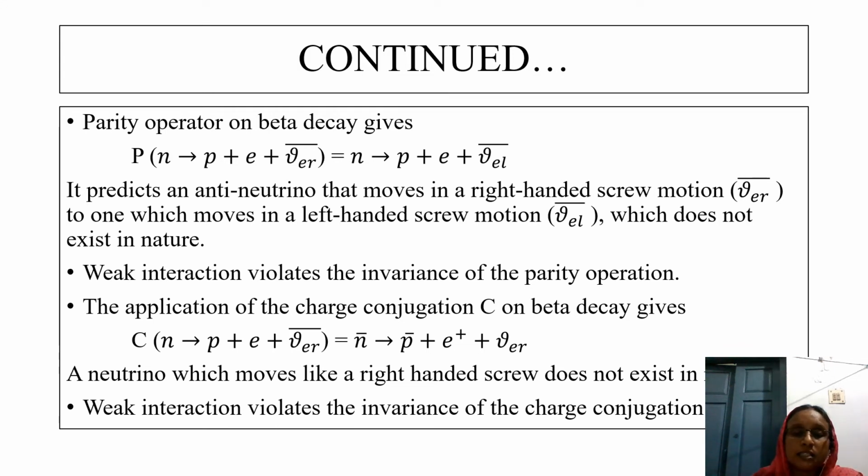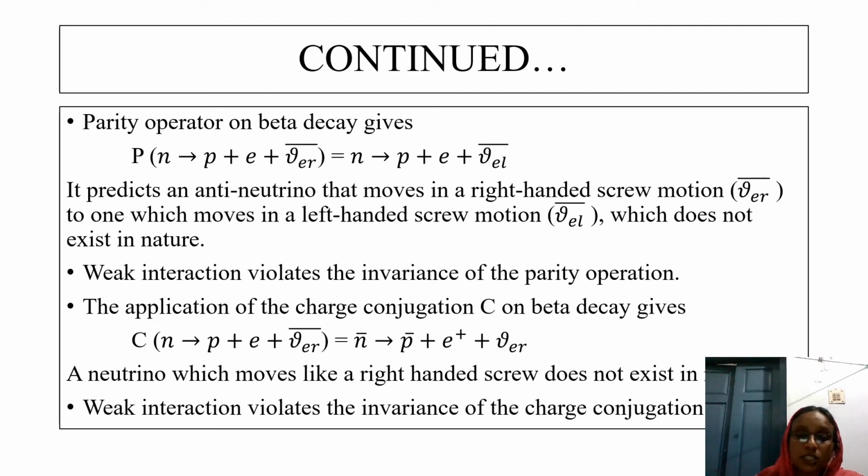But in nature, there is no anti-neutrino which moves like a left-handed screw. So this reaction is not possible. So this violates parity in the case of beta decay. Later, it was proved that weak interaction violates the invariance of the parity operation.